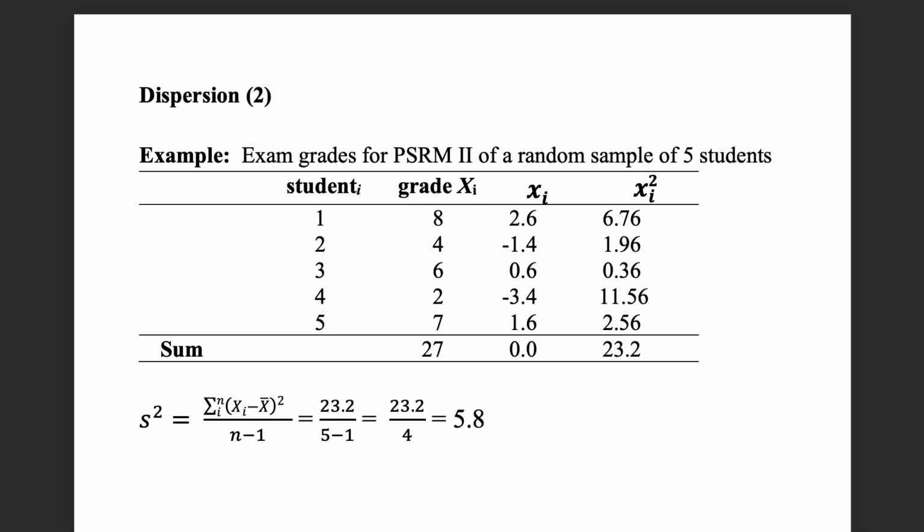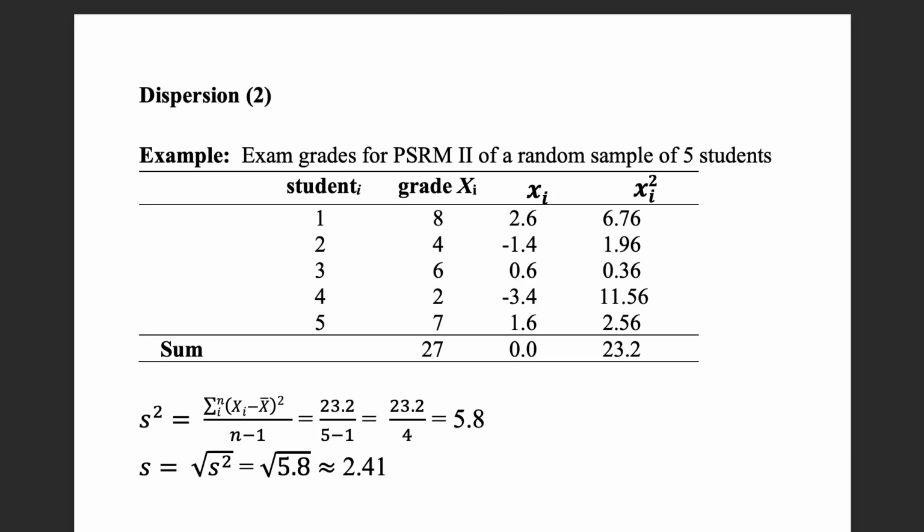Again, would be nicer to express this variation on the original scale. So what do we do? We calculate the standard deviation. How do we do that? Yes, absolutely correct. Very sharp of you. We take the square root of the variance. In this case, the variance is 5.8. So we take the square root of 5.8, and then we get roughly 2.41.